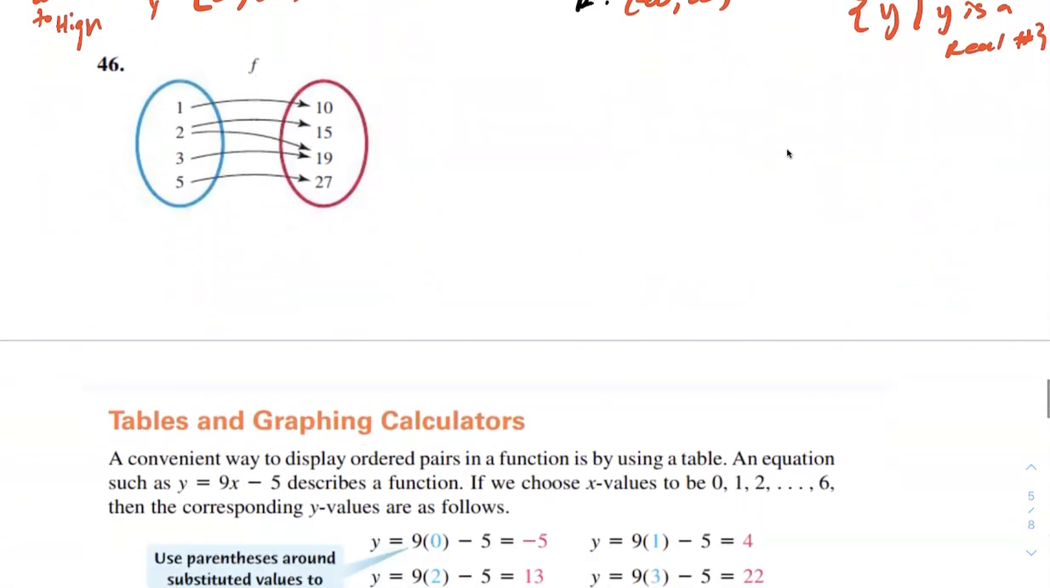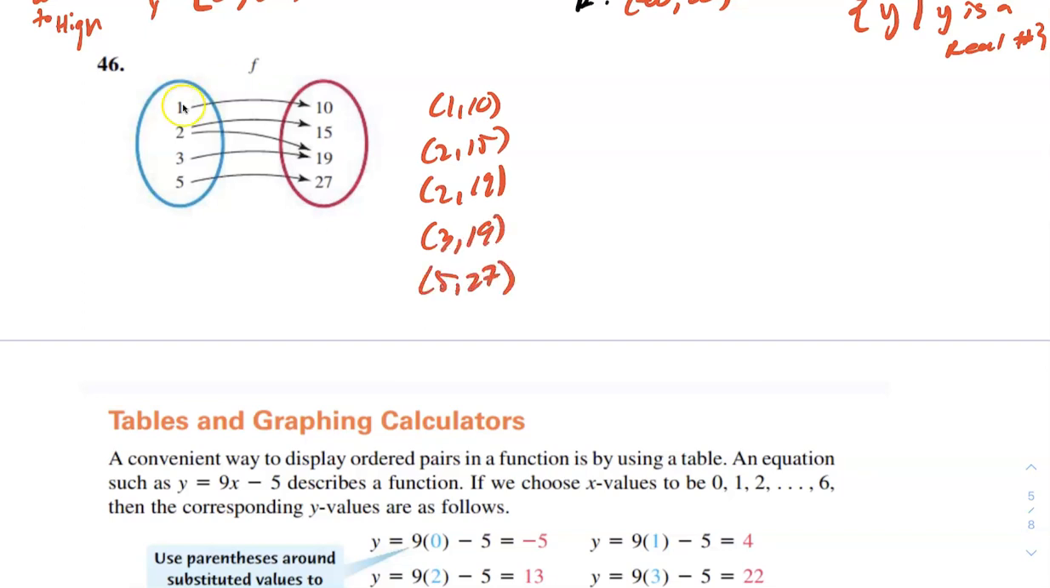Next one's a mapping value. So here's the thing that maps. Now remember, you can always see this as points if you want. So this is the point (1, 10). And then we have (2, 15), but we also have (2, 19). There's a problem there. And we have (3, 19) and (5, 27). So 1 goes to 10, 2 goes to 15, and 2 goes to 19. That's a problem. This makes it not a function.